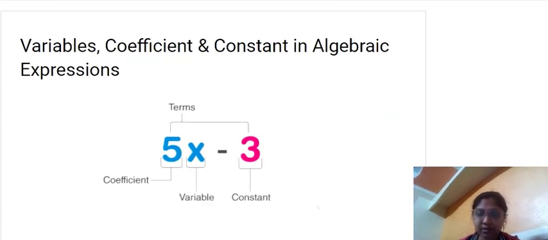Here we have a very simple algebraic expression, that is 5x minus 3. Here 5x is a term in the algebraic expression and 3 is the separate term in the algebraic expression, whereas 5 is a coefficient associated with the variable x in the algebraic expression. Now I hope the concept of variables, coefficient and constant is clear to you.